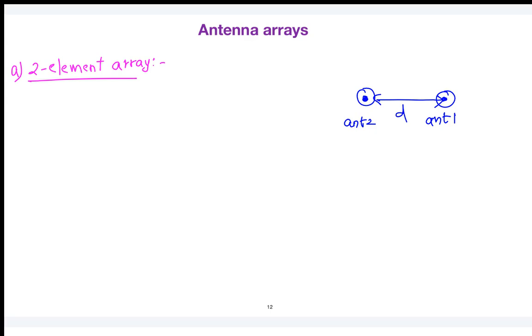So what will be the electric field intensity at this particular point? Let me say the electric field intensity at this point is because of antenna 1 plus antenna 2. So the resultant electric field is equal to the electric field intensity because of 1 plus because of 2.